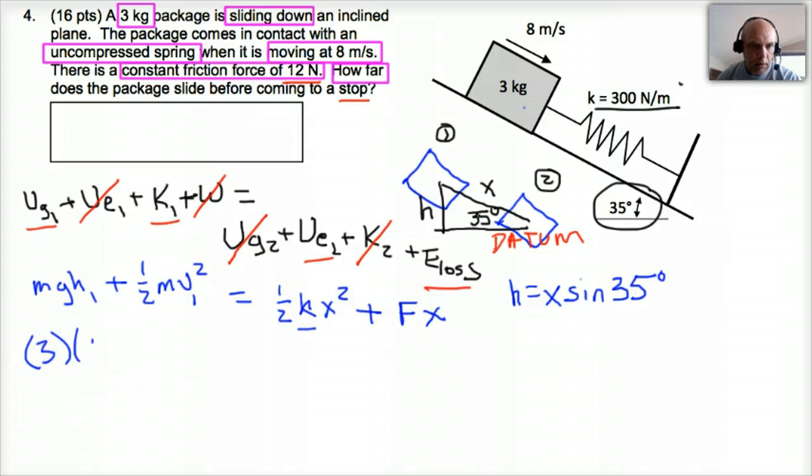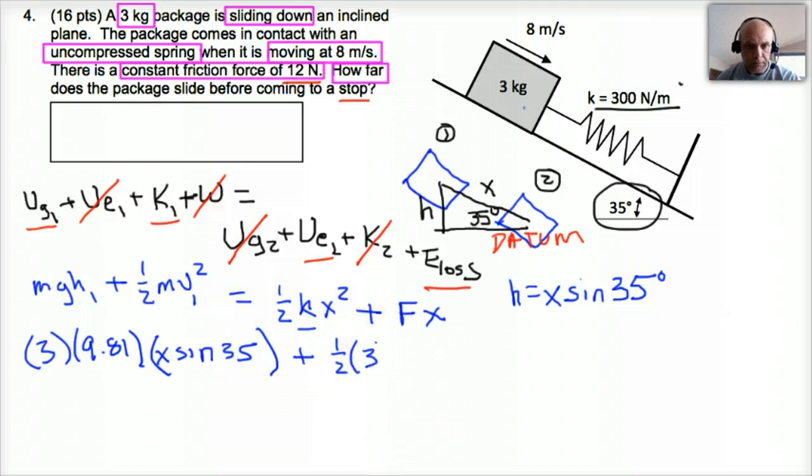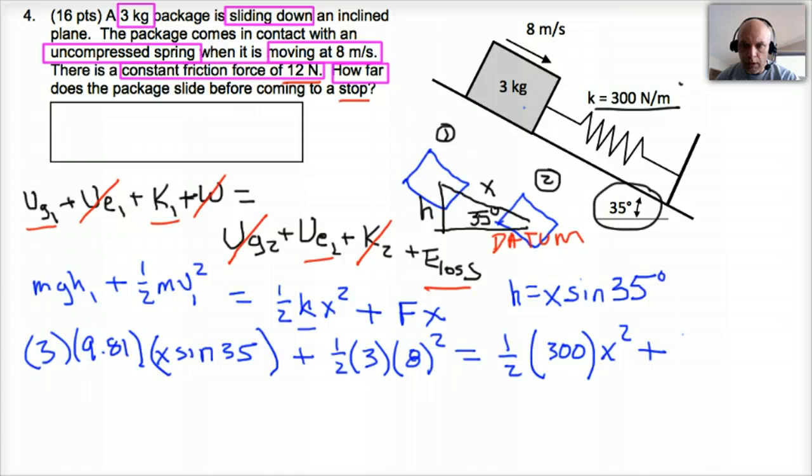3, 9.81, x sine 35, plus 1/2, 3, initial velocity 8, and that's equal to 1/2, 300, x squared, plus 12 times x.